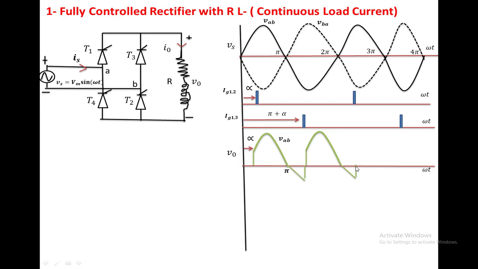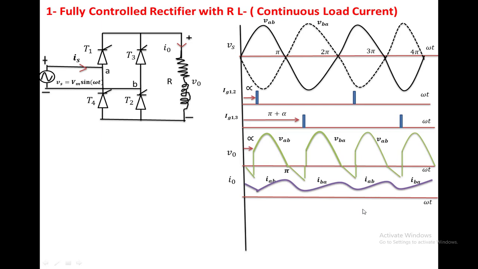Up to here. Again at this point, T1, T2 is on and T3, T4 will be off. The output voltage becomes the VAB voltage. The same circuit operation is repeated.